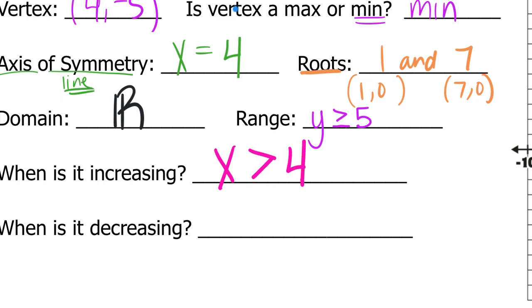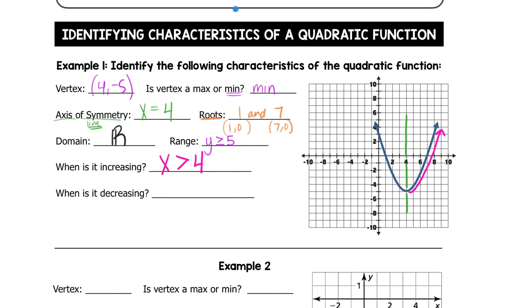And that's because if I go back to this graph, any of the x values that are beyond 4, that's going to be on this right-hand side here, and that's the side that's increasing. It's decreasing on the left side. So it's going down like this on the left. So we're going to say it's decreasing when x is less than 4. So that's how we always respond to these types of questions here.